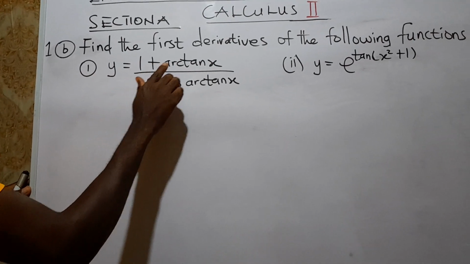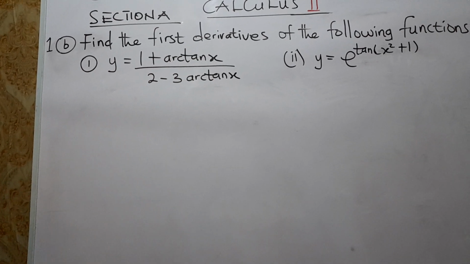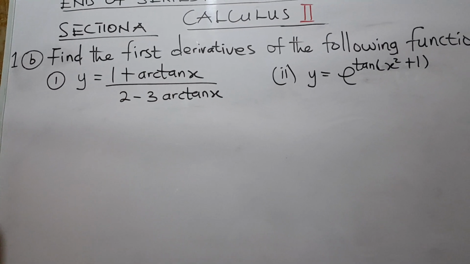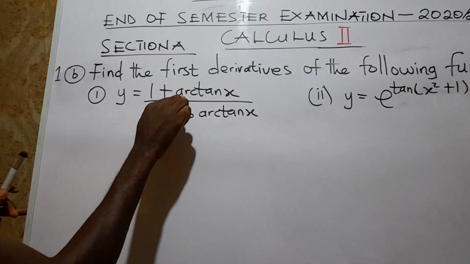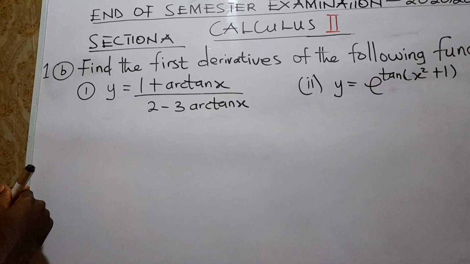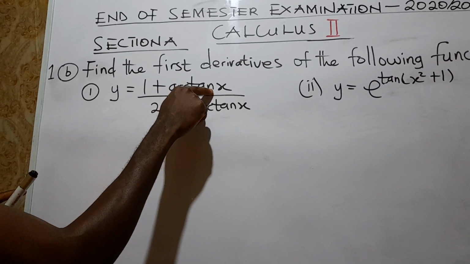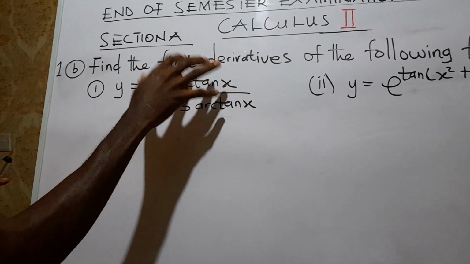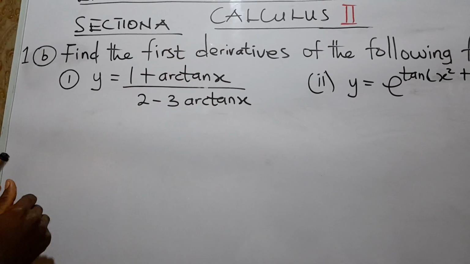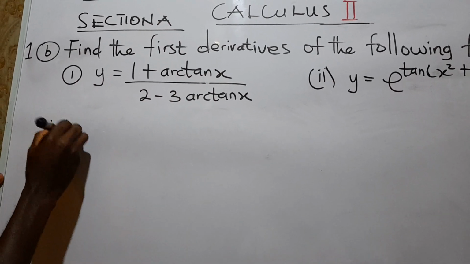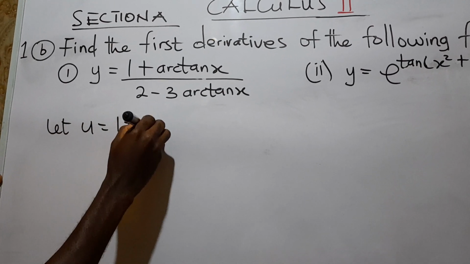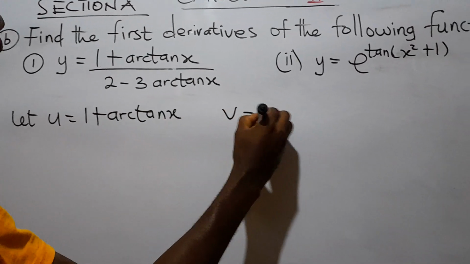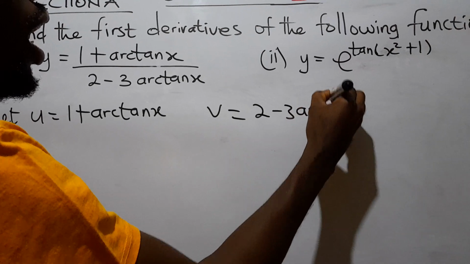I, y equals 1 plus arc tan x over 2 minus 3 arc tan x. So this is on differentiation of inverse circular functions. Arc tan x is the same as the inverse of tan. And remember, when we differentiate the inverse of tan, we get 1 over 1 plus x squared. So what do we use to differentiate it? We use the quotient rule. So we let u be equal to 1 plus arc tan x. Then we let v be equal to 2 minus 3 arc tan x.